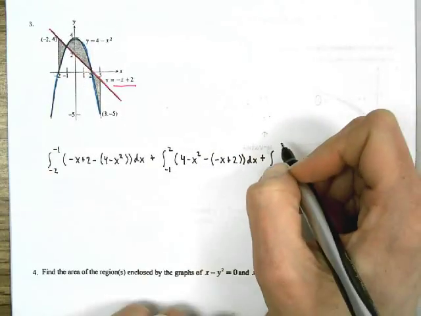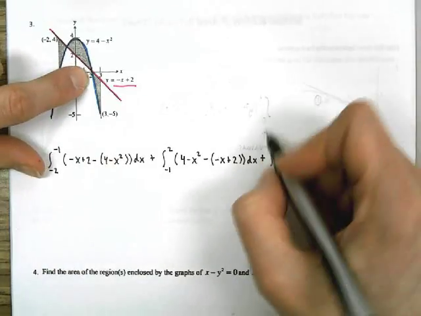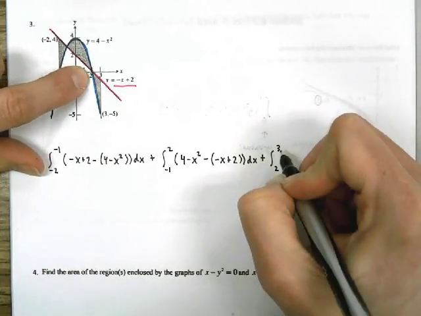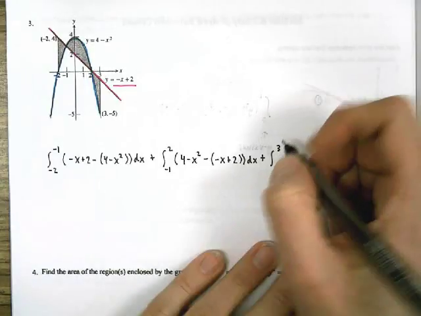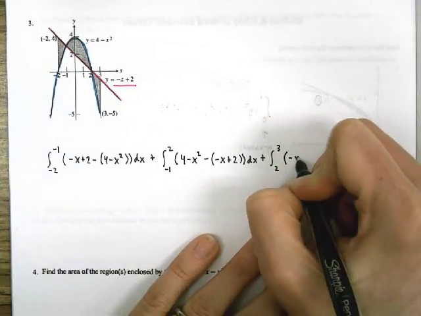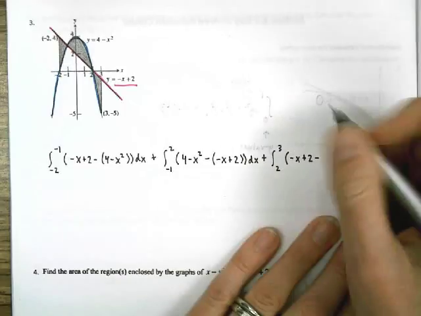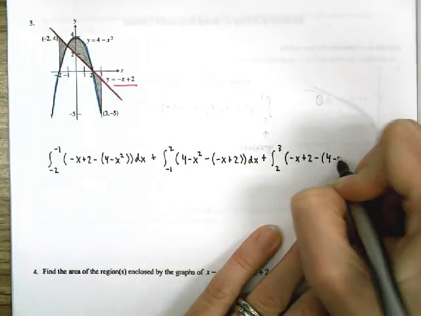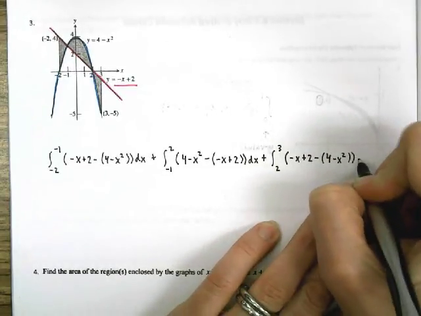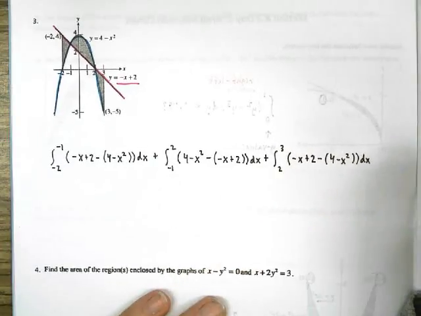And then for my last interval, now I'm going from 2 to 3. And let's see, my top is back to negative x plus 2, and I'm subtracting 4 minus x squared dx.